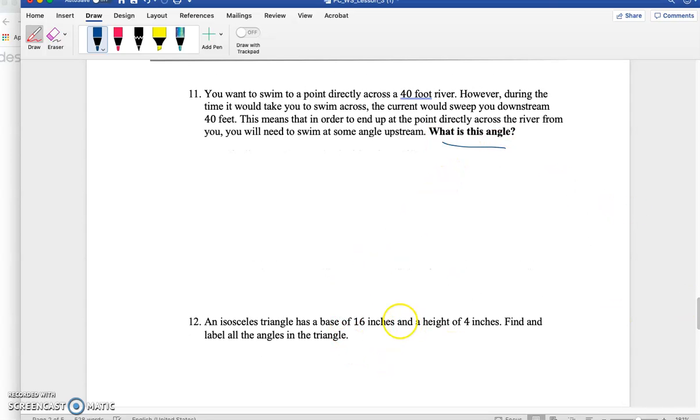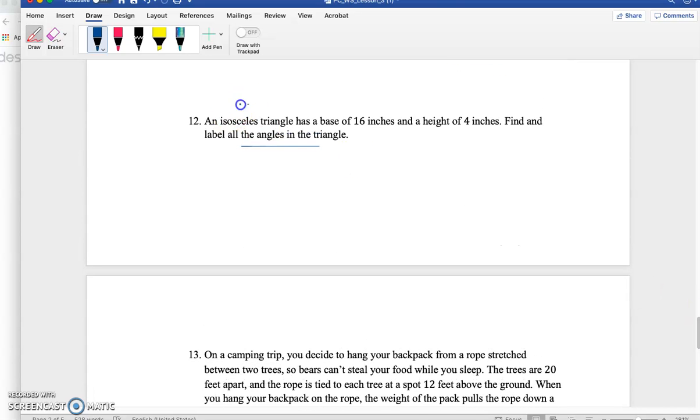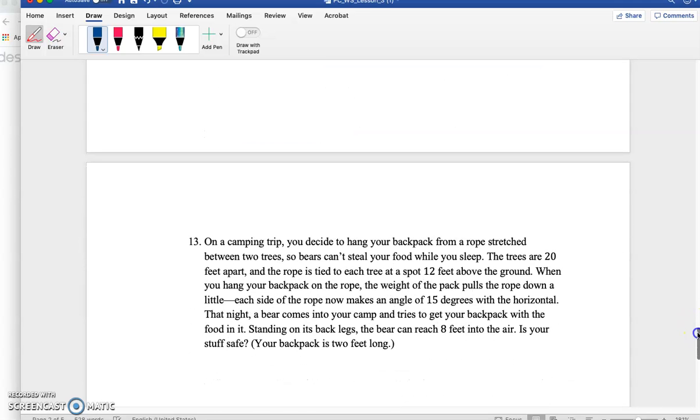What is the angle? An isosceles triangle has a base of 16 inches and a height of 14. Label the angles in the triangle. And isosceles, right? That is a word you should know. Isosceles triangles have to have two same sides, which means they have two same angles. So you can actually do that with just the word isosceles.